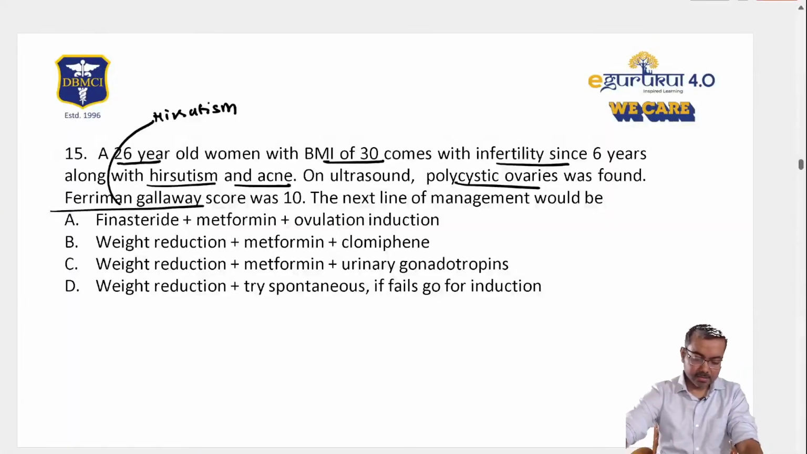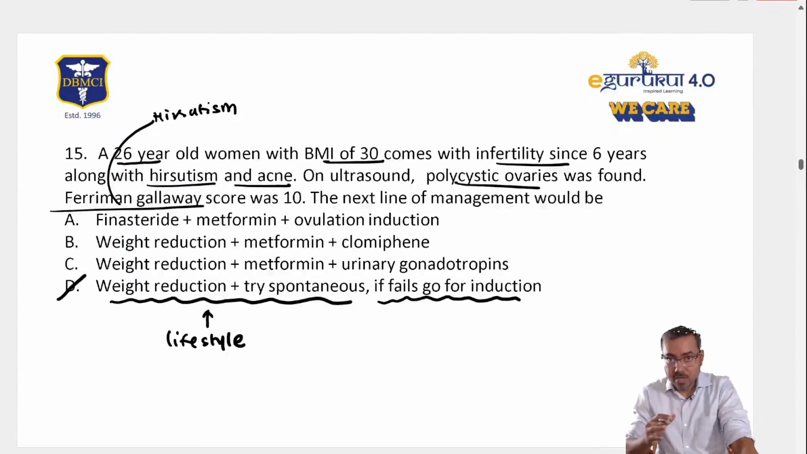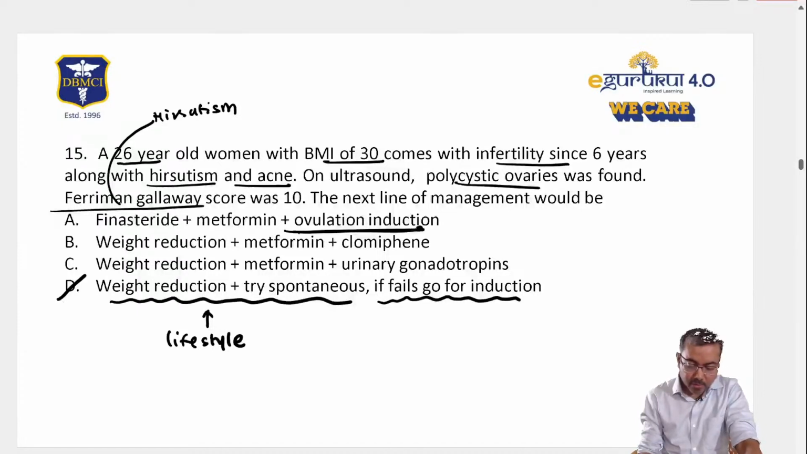Yeah, okay. Tell me the answer now. Next line, the answer will be this: weight reduction plus try spontaneous conception. If it fails, go for induction. This should be because you have to do lifestyle modification first. That's always been important. Don't rush for drugs. Don't immediately give them ovulation induction, clomiphene, and so on. We want to ask the patient, a lot of things are in your hand. Please do something yourself.